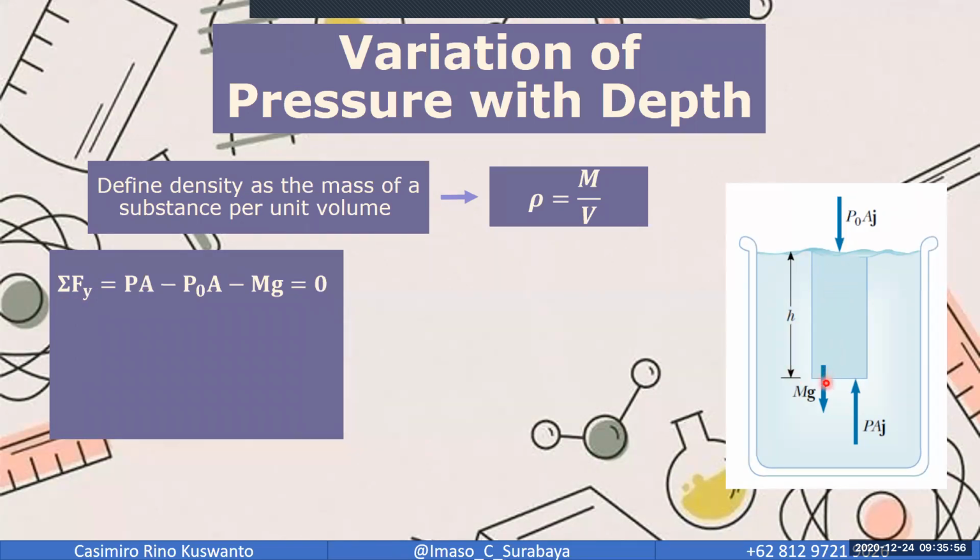First, we see the upward force on the bottom side of this box. From the pressure definition before, P equals F per A, we get the water force F on the bottom surface equals P times A, upward. Because the force is upward, the sign is positive. And then we see the second force on the upper side of the box.